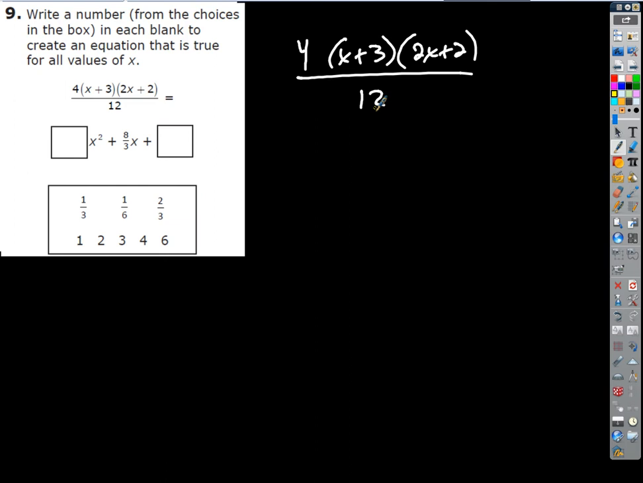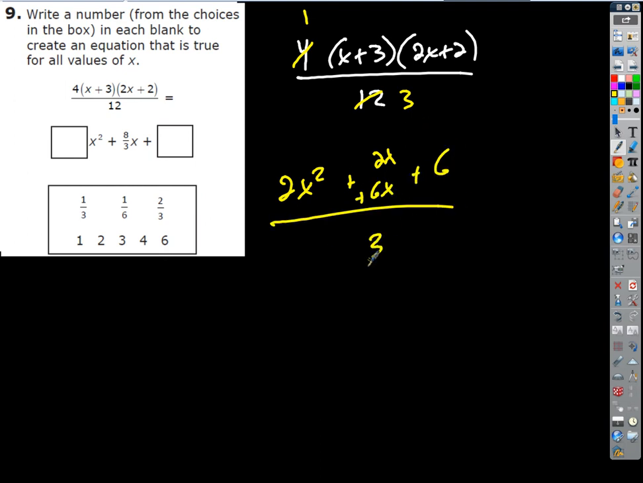Or, to make things easier, 4 over 12 reduces to what? 1/3. So that becomes a 1 and that becomes a 3. And now look how easy the top is. If I just distribute the top out, I'm going to get x times 2x is 2x squared plus 2x, plus 6x plus 6 all divided by 3. Well, that's 2x squared plus 8x plus 6 all divided by 3.